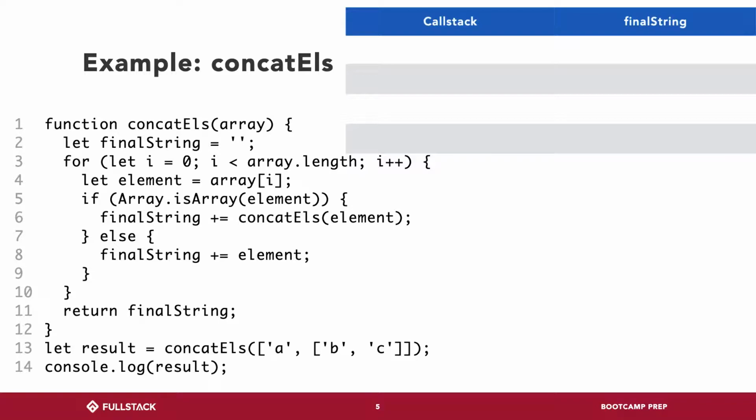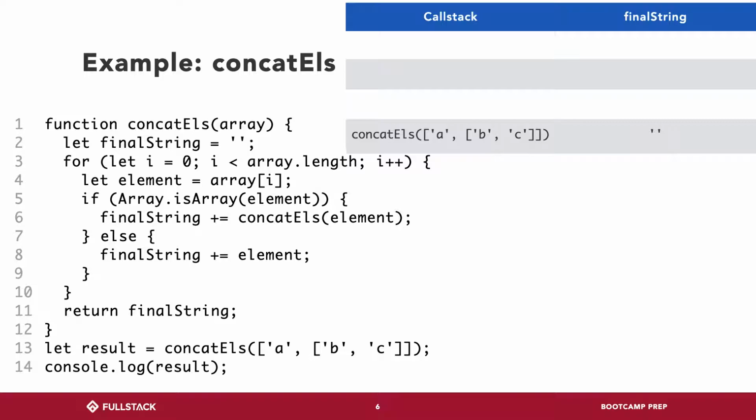So, let's look at the call stack and what final string looks like at every iteration, not at every recursive call of concat else. Passing in an array with two elements, A, and an array containing two more elements, okay? So the first thing we do is we put concat else onto the call stack.